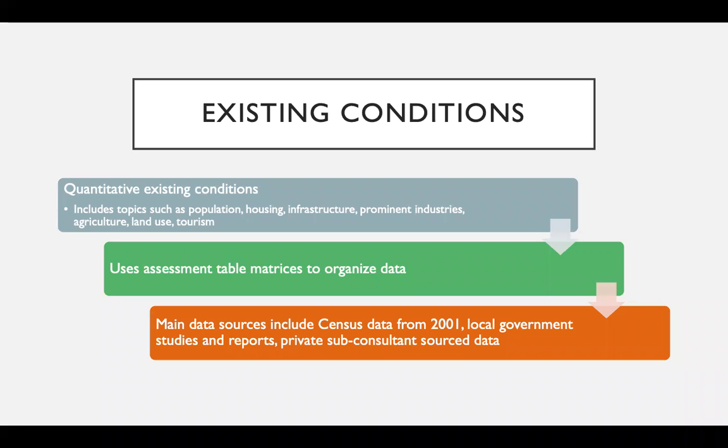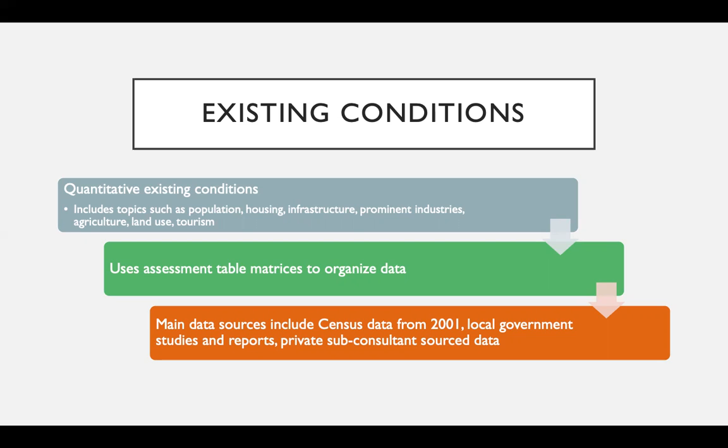To start, the report analyzes a ton of existing conditions of each of the three locations. Existing conditions means population, current population, infrastructure, healthcare access, all that background data of a community. Within the report, this is all quantitative, which makes a lot of sense because it's a lot of hard data. The presenter presents a lot of quantitative data. And like I said, it includes prominent industries within the region, overall land use, future land use, existing land use, tourism, population, housing, agriculture, all of that. He uses assessment tables and matrices to organize the data, which I thought was very appropriate.